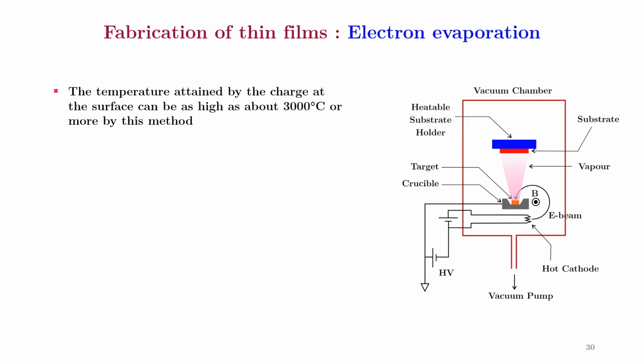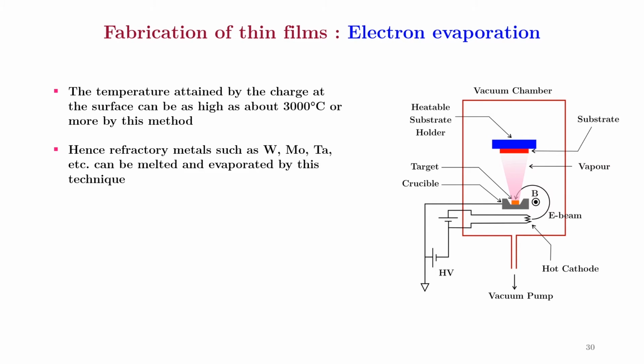The temperature attained by the charge at the surface can be as high as about 3000 degrees C or more by this method. Hence, refractory metals such as tungsten, molybdenum, tantalum, etc. can be melted and evaporated by this technique.